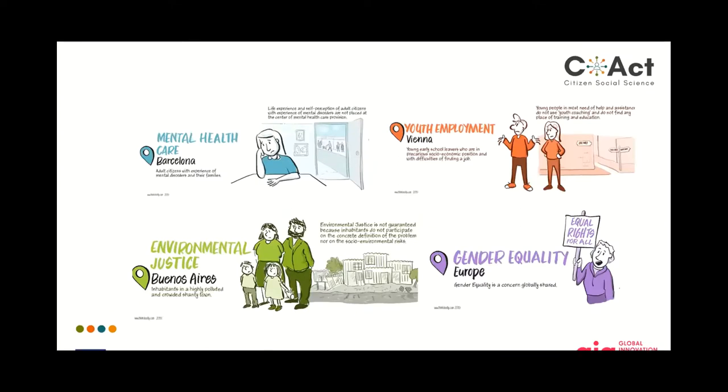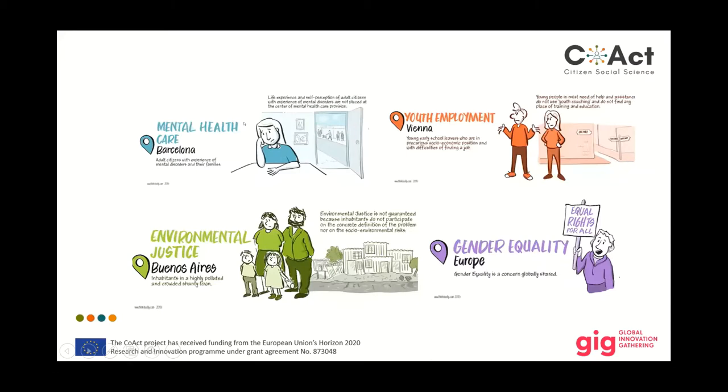In the case of CoAct, we are proposing this new approach to face social global concerns and challenges, specifically in 4 issues and geographic scopes. So we have mental health care in Barcelona, where we're focusing on the life experience and self-perception of adult citizens with experience of mental health disorders who are not placed at the center of mental health care provision. Then we also have youth employment in Vienna, where the issue is that young people who are in most need of help and assistance do not use the youth coaching opportunities that they have in Austria, and therefore they don't find any place of training and education. We have a third one that is environmental justice in Buenos Aires, Argentina.